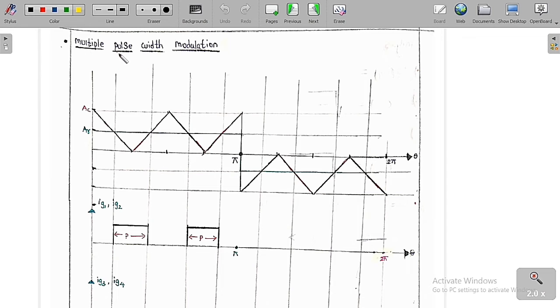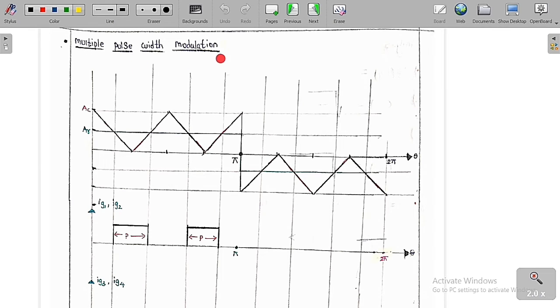So now we are going to learn multiple pulse width modulation. Multiple pulse width modulation means that in a given period of 0 to pi, you are trying to increase the number of pulses in the output voltage. If there is more than one pulse in the 0 to pi range in the output voltage, then it is called multiple pulse width modulation.